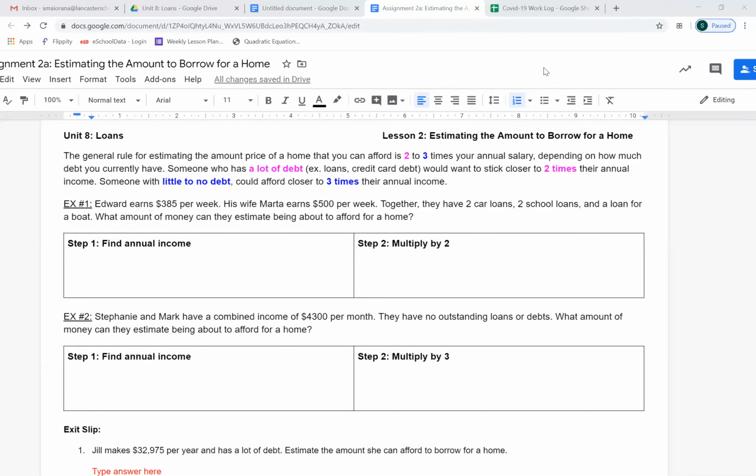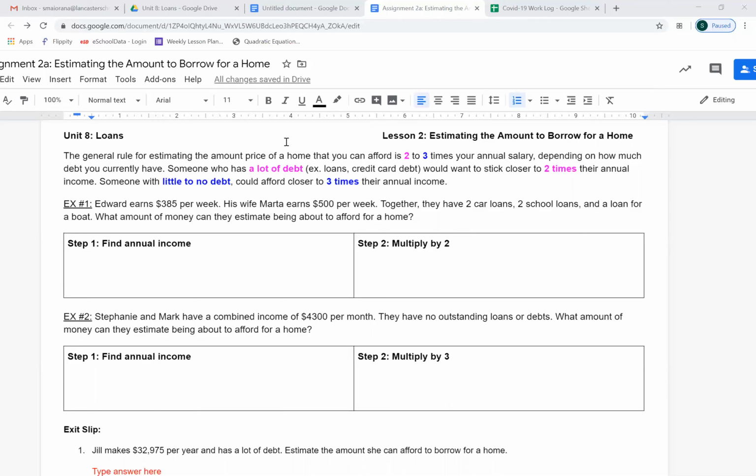So the general rule to estimate how much you're going to borrow is that it's going to be 2 to 3 times your annual salary, depending on how much debt you have. So if you have a lot of debt, whether a car loan, student loan, credit card debt, etc., you want to stick to closer to 2 times your annual salary. If you have very little or no debt at all, then you can probably afford to borrow closer to 3 times your annual salary. So let's look at a couple examples of how we calculate this.